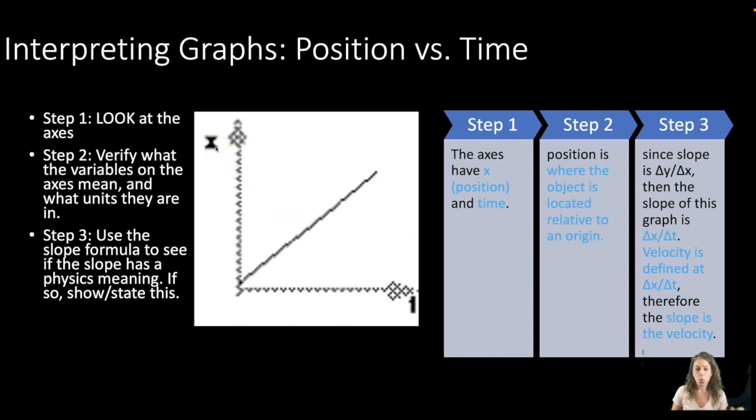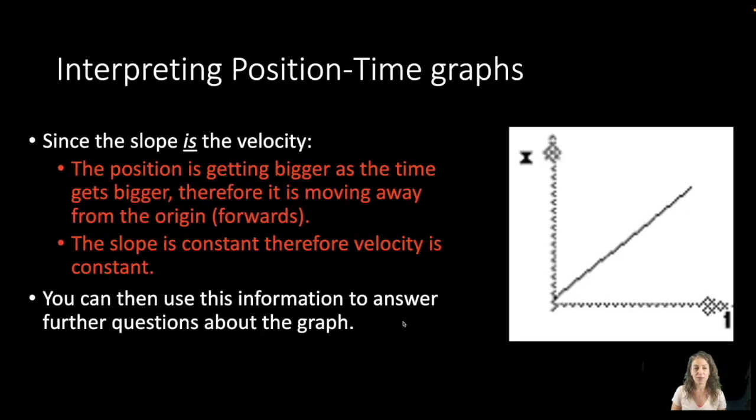Position is where the object is located relative to the origin. And then we're going to look at this line and be like, oh, this is a trend line. It is a diagonal line. It has a slope. I know slope is delta y over delta x. And since this is a position versus time graph, the slope must be delta x over delta t. That's velocity, right? The definition of velocity is the change in position over the change in time. So the slope is the velocity. You want to overtly state these things.